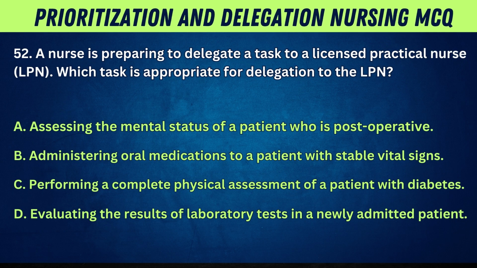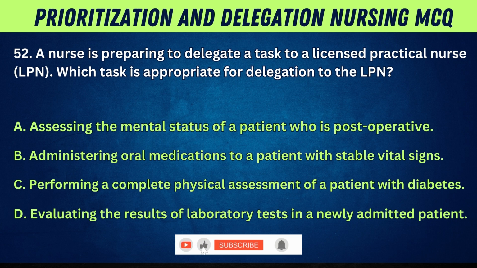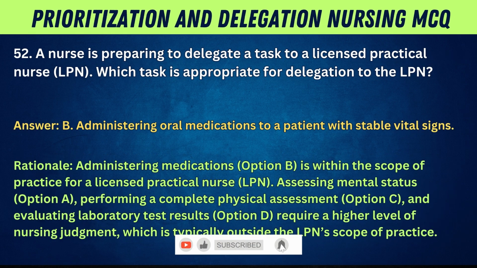52. A nurse is preparing to delegate a task to a licensed practical nurse, LPN. Which task is appropriate for delegation to the LPN? A. Assessing the mental status of a patient who is postoperative. B. Administering oral medications to a patient with stable vital signs. C. Performing a complete physical assessment of a patient with diabetes. D. Evaluating the results of laboratory tests in a newly admitted patient. Answer: B. Administering oral medications to a patient with stable vital signs.